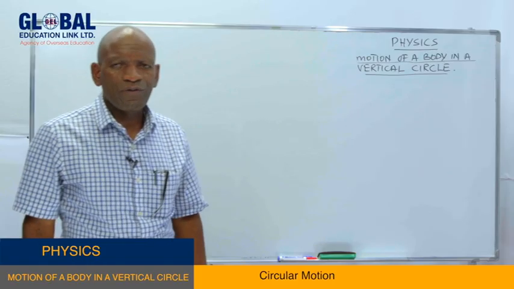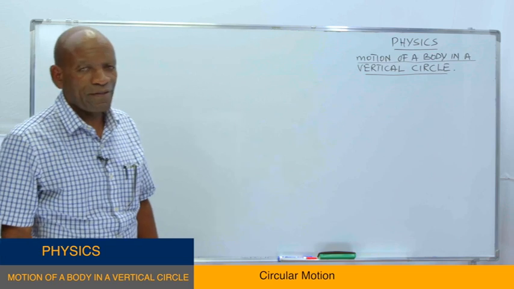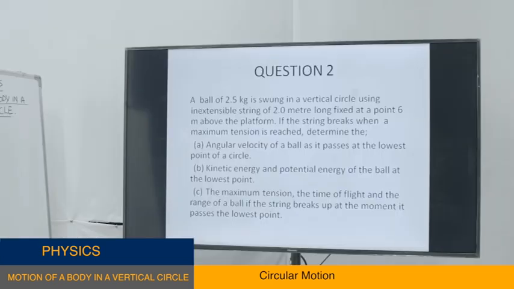Okay, students, let's go to the second question. It goes like this. A ball of 2.5 kilograms is swung in a vertical circle using an inextensible string of 2 meters long, fixed at a point 6 meters above the platform. If the string breaks when a maximum tension is reached, determine A, the angular velocity of the ball as it passes at the lowest point of the circle. B, the kinetic energy and potential energy of the ball at the lowest point. C, the maximum tension. D, the time of flight and the range of the ball if the string breaks at the moment it passes at the lowest point.